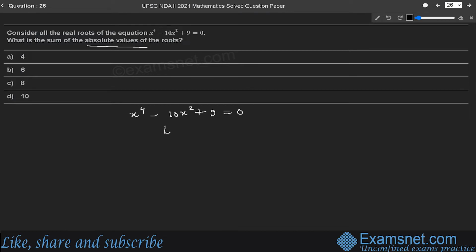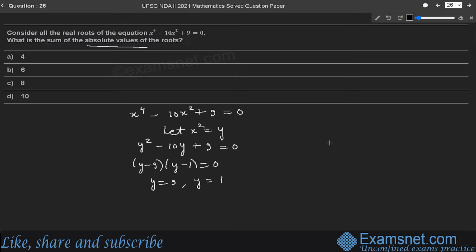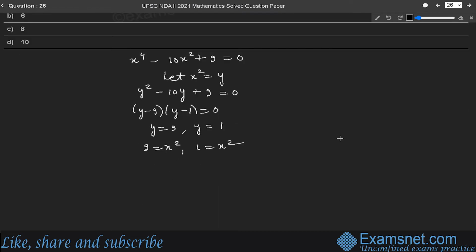So in this particular equation, let x square is equal to y. So the above equation changes to y square minus 10y plus 9 is equal to 0. And the factors for this equation will be y minus 9 and y minus 1 is equal to 0. So y will be 9 or y will be equal to 1. Now we know that y is equal to x square, means 9 is equal to x square and 1 is equal to x square. So the value of x will be plus minus 3 and the value of x will be plus minus 1.